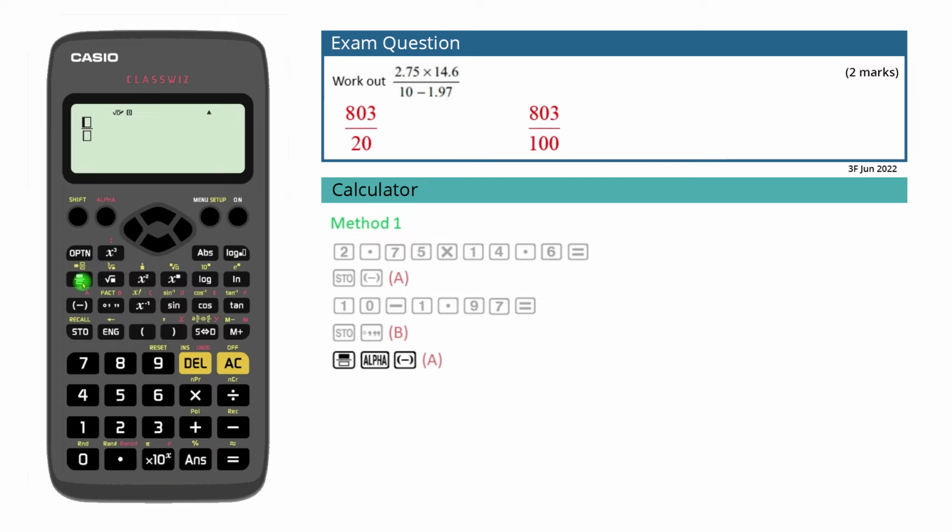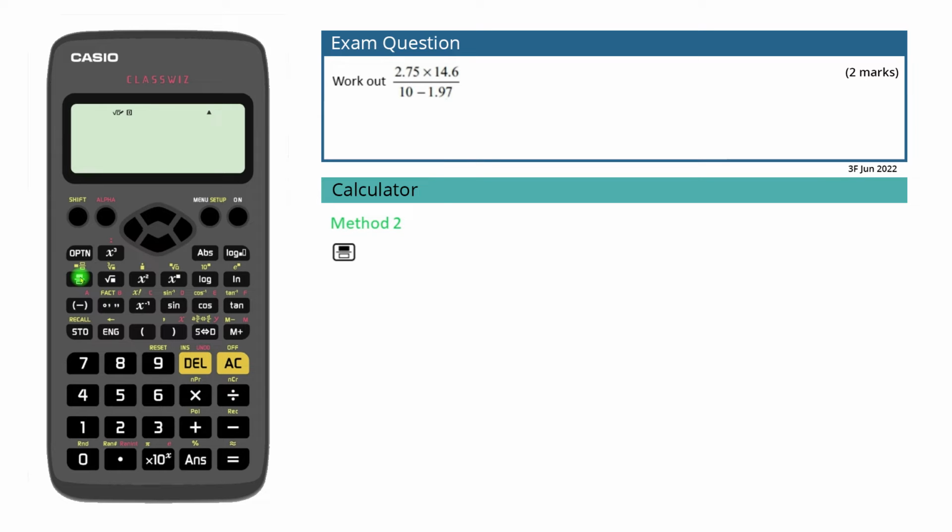Press the fraction key and press alpha and A for the numerator. Scroll down and press alpha and B for the denominator. Press equals and the answer is 5. The second method completes the whole calculation altogether.